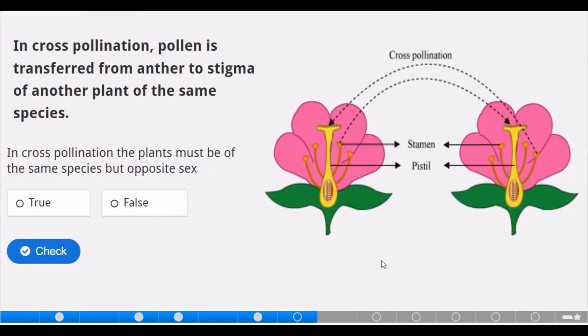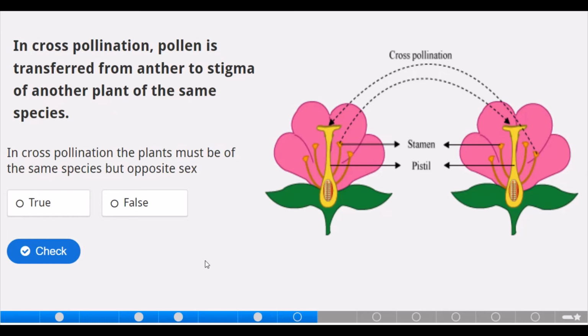Moving on, this slide is showing us cross-pollination. Cross-pollination is the transfer of pollen from the anther of a plant to the stigma of another plant of the same species. And a good example is shown by this picture of these brightly colored flowers here.